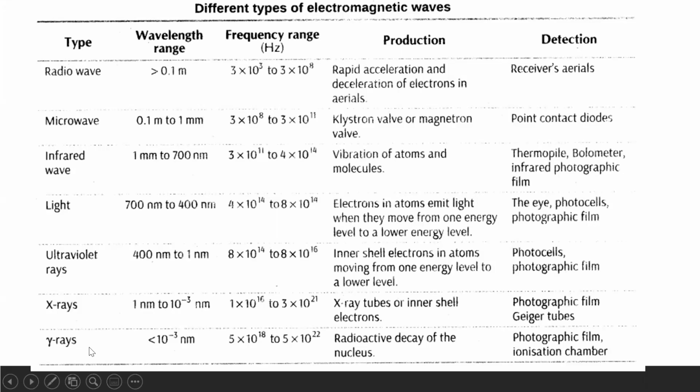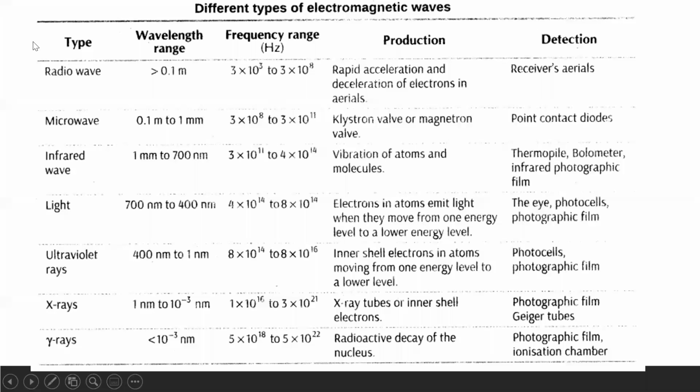Alpha rays are positive, beta rays are negative, and gamma rays are neutral. They are not charged. They are electromagnetic radiations of very high energy. Very high frequency means very high energy. They are also detected by photographic film. We can also detect the presence of gamma rays using an ionization chamber. As I told, they are high energy electromagnetic radiations, so when they pass through air, they ionize the atoms in their path. That can be detected in an ionization chamber.